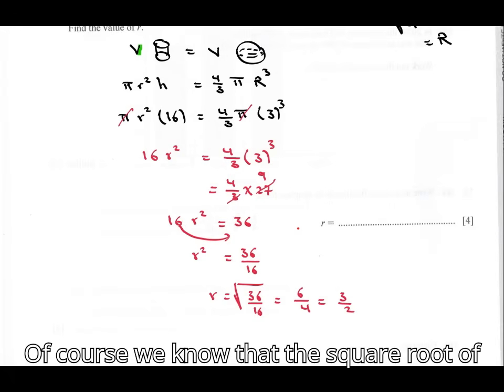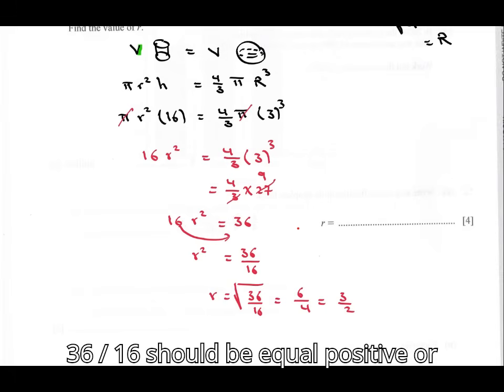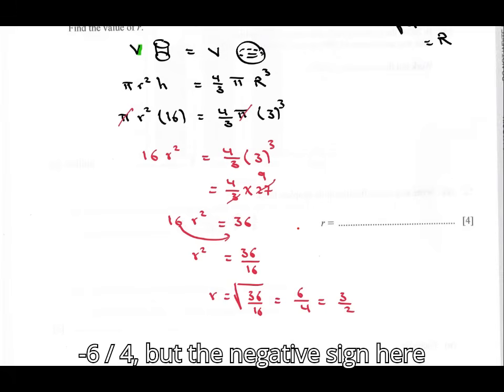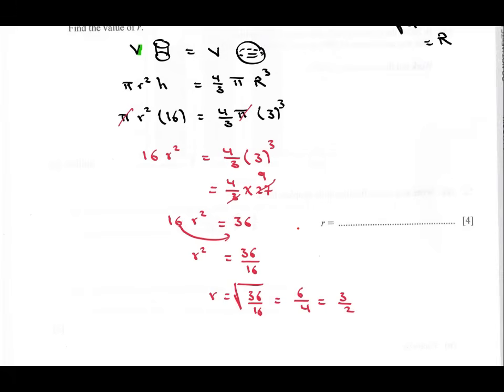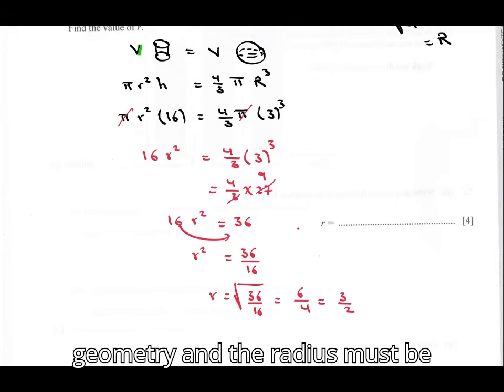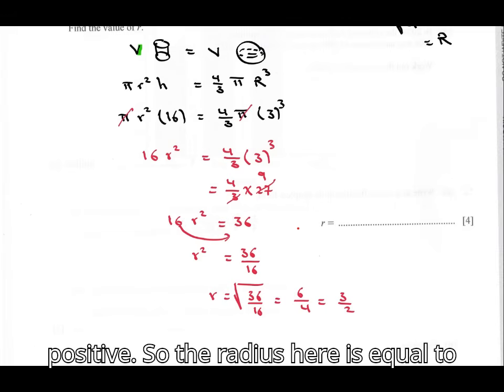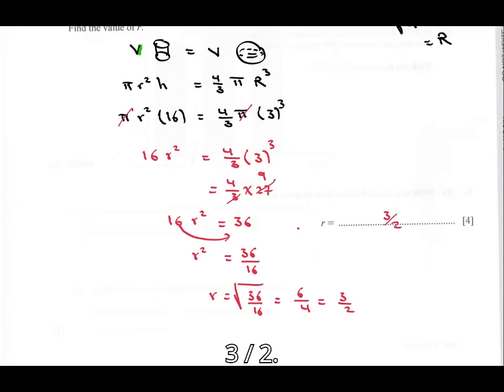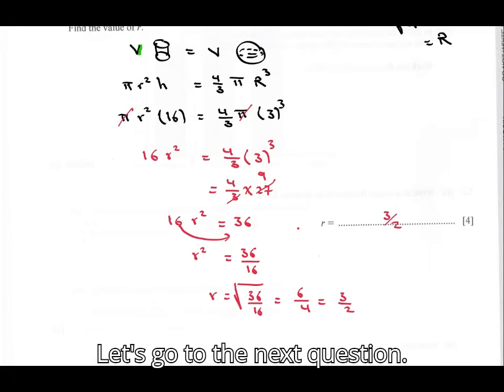Of course, we know that the square root of 36 over 16 should be equal positive or negative 6 over 4. But the negative sign here is neglected because we are talking about geometry and the radius must be positive. So the radius here is equal to 3 over 2. Let's go to the next question.